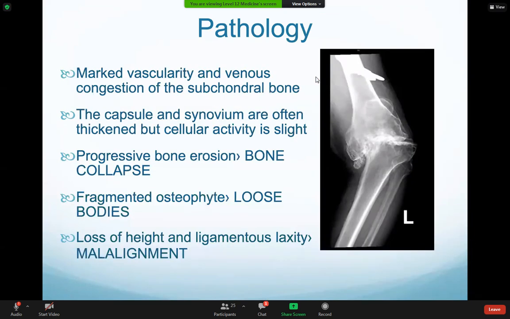Marked vascularity and venous congestion of the subchondral bone happens, and the capsule and synovium are often thickened, but cellular activity is slight. Progressive bone erosion or bone collapse happens. Fragmented osteophytes form loose bodies, and loss of height and ligamentous laxity causes malalignment. Okay, so all these are features of advanced osteoarthritis: bone collapse, loose bodies, and malalignment.